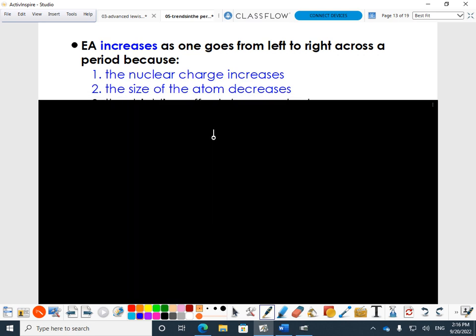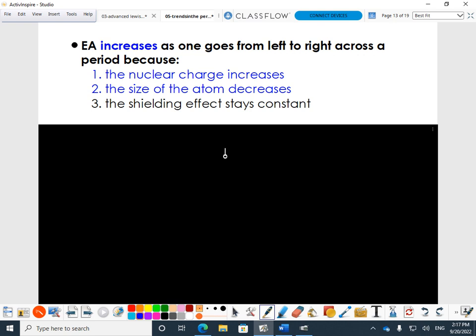So again, you can write nuclear charge increases. You can write the number of protons increases, making the atom smaller. So then the nucleus and the atom itself is more attractive. Or even atomic number, you could write that. That's all the same.